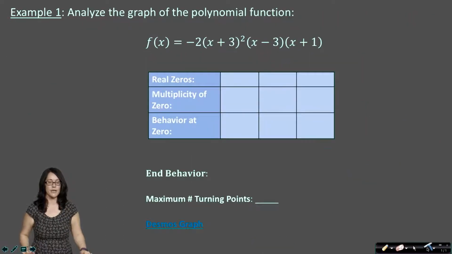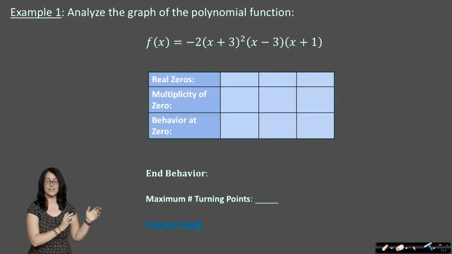Example 1 says, could you analyze the graph of this function? F of x equals -2, parentheses, x plus 3 to the second power times x minus 3 times x plus 1. Again, pause the video, see if you can work it out using your notes.